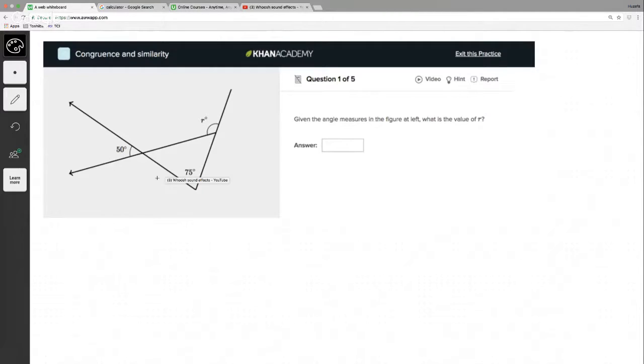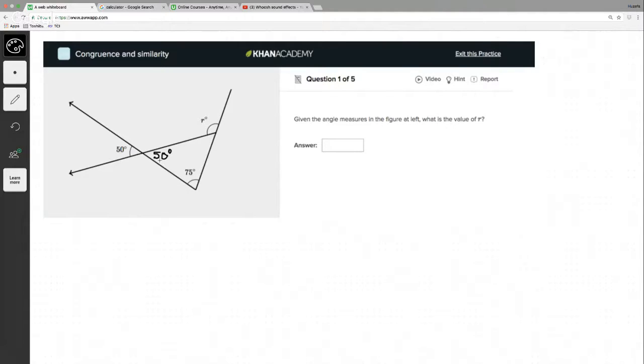The first thing I love to do is apply vertical angles because they're super easy. All you do is you look at two angles that are formed by straight lines like this that are opposite each other, and they both equal each other. So right off the bat, we got 50 degrees in here.